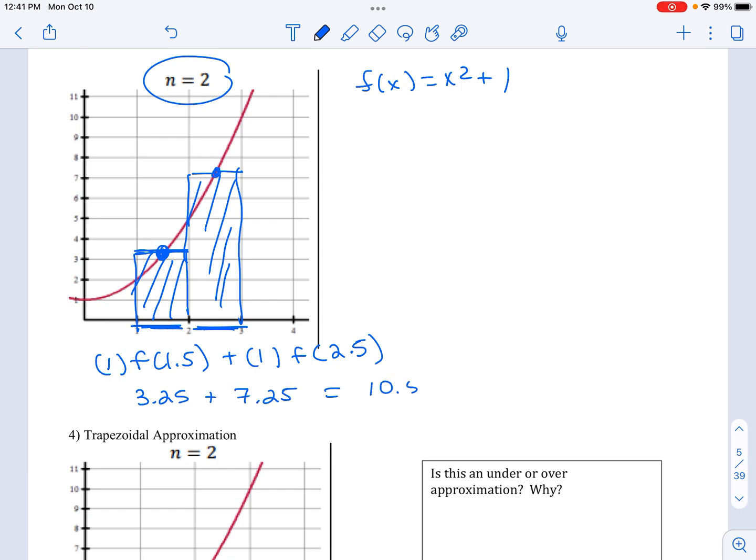So the area using a midpoint is 10.5, and notice that this is a better approximation than using a left or a right because you have a little bit above and some below.